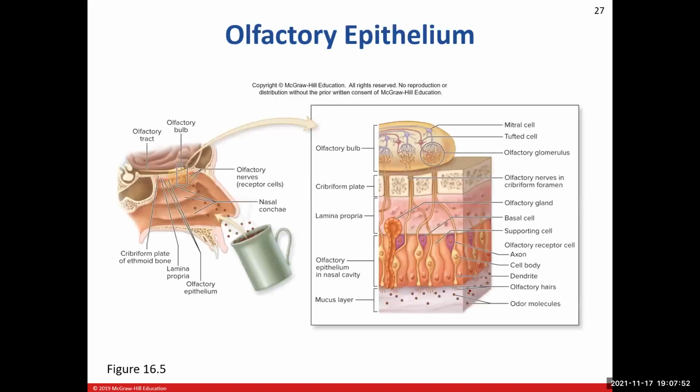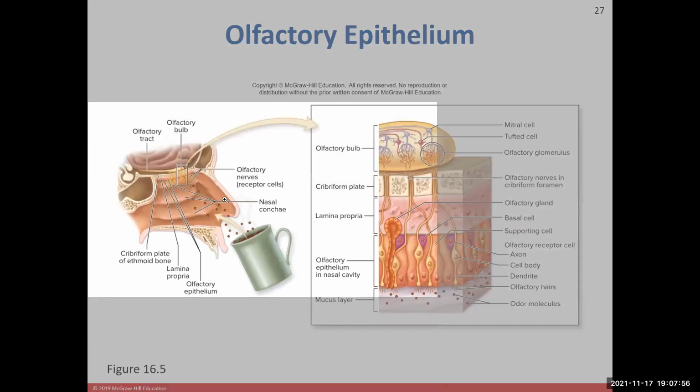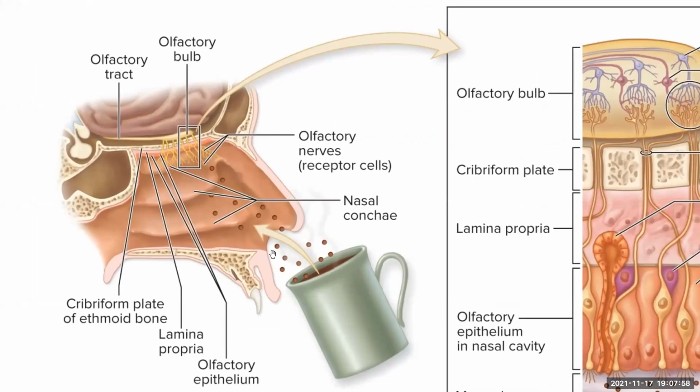So I'm going to show you a nice picture here. First, let's look at the picture to our left. You can see, as this person brings their hot cocoa to their nose, the odorants from the hot cocoa travel into the nasal cavity. And they'll make it up to the superior portion here. And up in here, you'll have a layer of mucus.